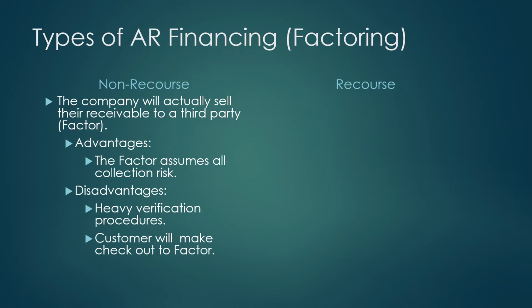The customer will also most likely have to make the check out to the factor. They will no longer make the check out to you. They will actually make it payable to the factoring company that you sold your receivable to. And typically in this type of relationship, there's a heavy discount from the gross invoice amount, which is how the factor makes their fees.